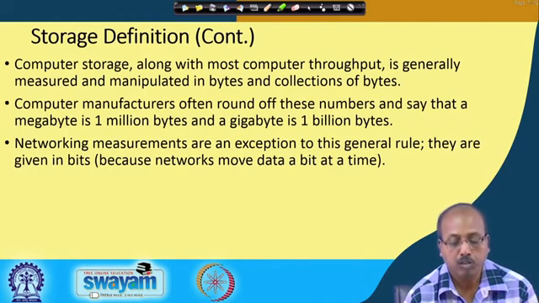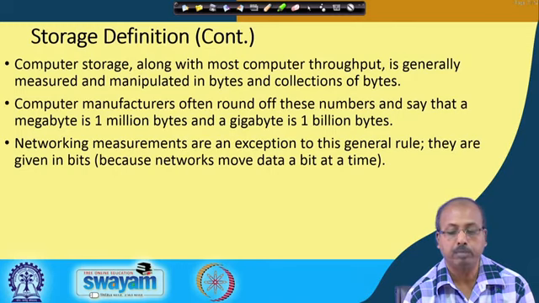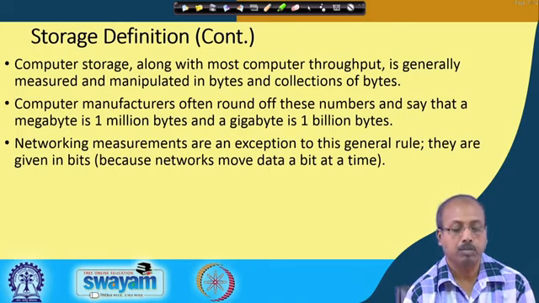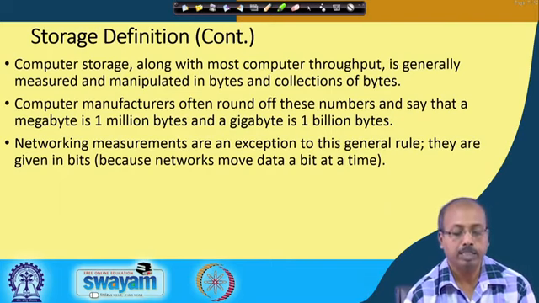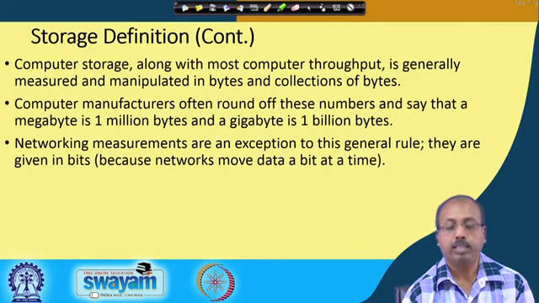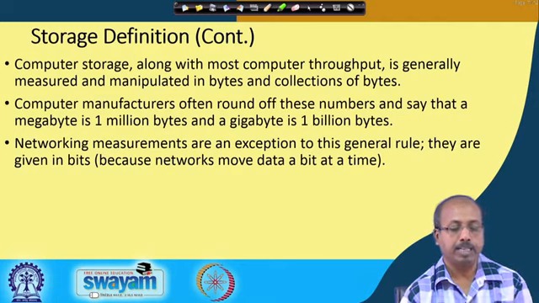For most computers, throughput is generally measured and manipulated in bytes and collections of bytes. So, computer manufacturers often round off these numbers and say that 1 megabyte is 1 million bytes, 1 gigabyte is 1 billion bytes, etc. But the numbers are slightly different because, as you know, it is in terms of powers of 2, not powers of 10. So the values may be slightly different.